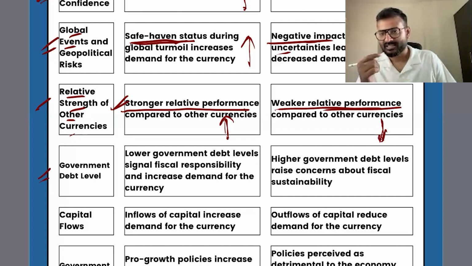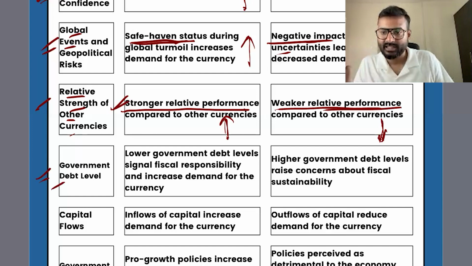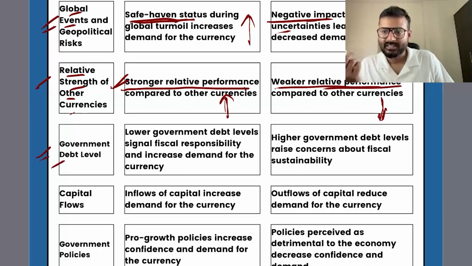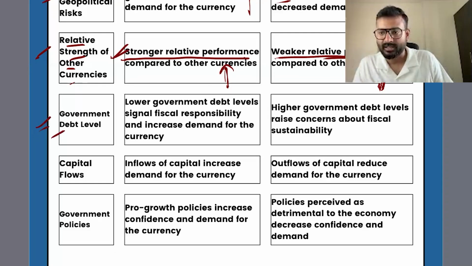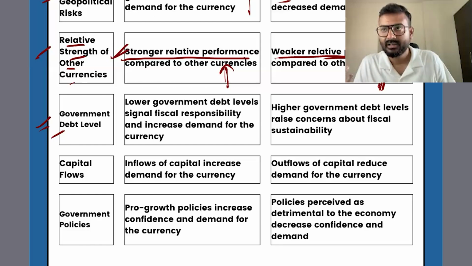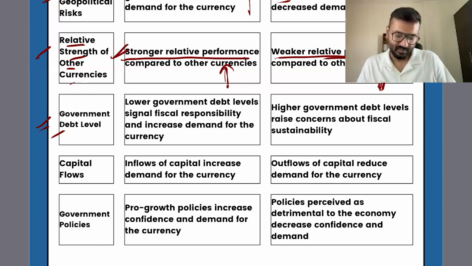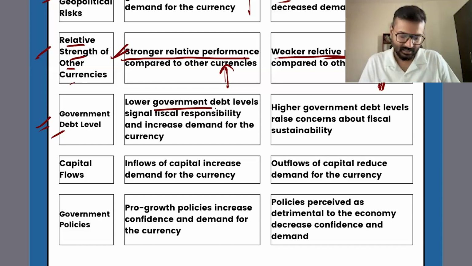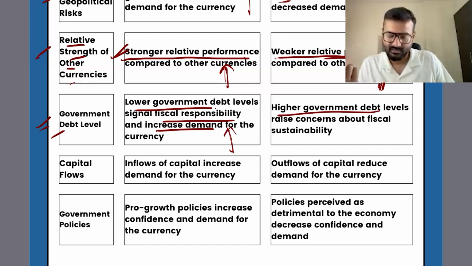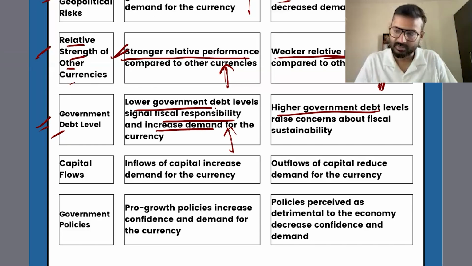Then next is government debt levels. How much is the government's debt level? For investors, looking at the debt level is very important, because through that they understand how robust the economy of that country is. If the debt level is manageable, that is the indication of a strong economy. Whereas if the debt level becomes very high, that country may even face a currency crisis, a balance of payment crisis, right? So lower government debt levels mean there is fiscal responsibility, which leads to an increase in demand for that country's currency. So here there will be appreciation, whereas higher government debt will raise concerns for investors, and they will not want to invest there, so demand for those currencies will drop and there will be depreciation.